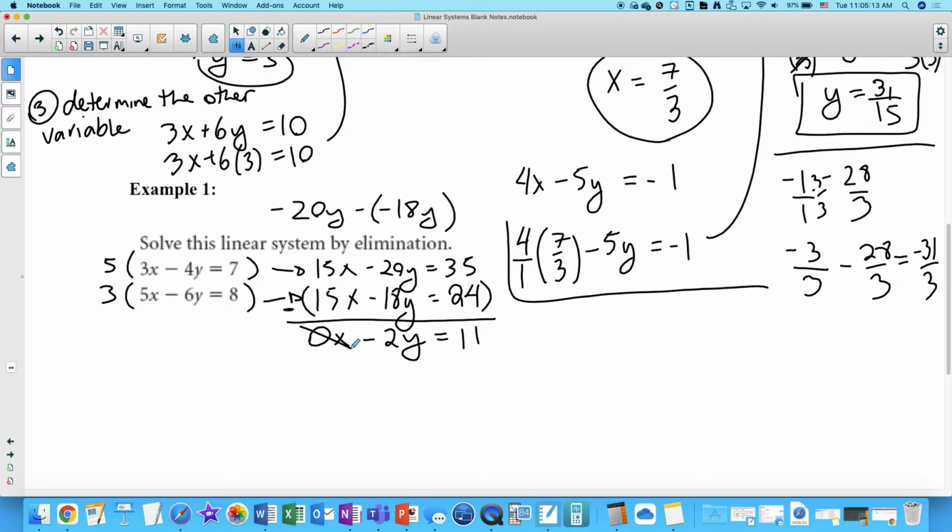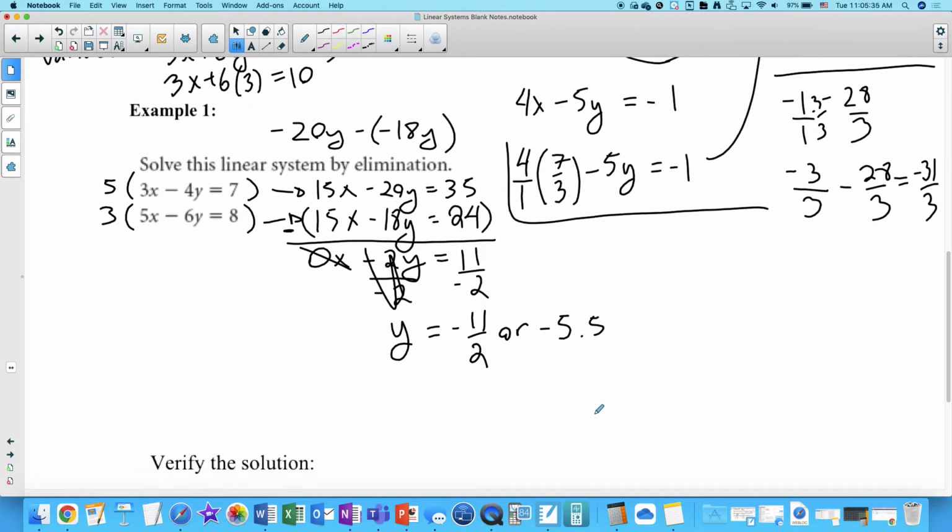So I can solve for y by dividing both sides by negative 2. So that these cancel. And we end up with y equals negative 11 over 2. Or because we're dividing by 2 here, you can write it as negative 5.5. Correct. Okay, so this is how we solve for y. Now, in the last step, we have to figure out what x is. So we actually have two options. We can do what we just did in the first two examples, plug in negative 5.5 for y into either equation and solve for x.